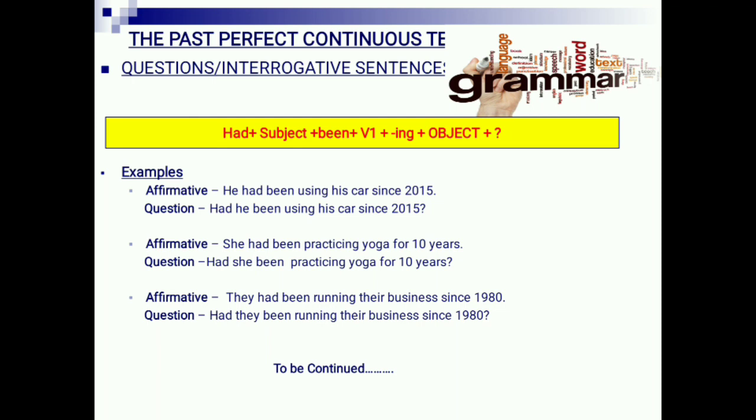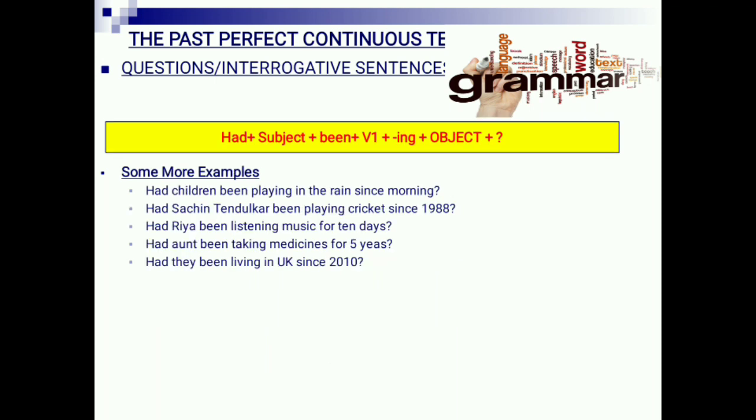See the next example. She had been practicing yoga for 10 years. Had she been practicing yoga for 10 years? Getting, students? See the next example. They had been running their business since 1980. Had they been running their business since 1980? So I am just bringing had at the first and then subject, then been plus V1ing. Getting? We will see some more examples of interrogative sentences.